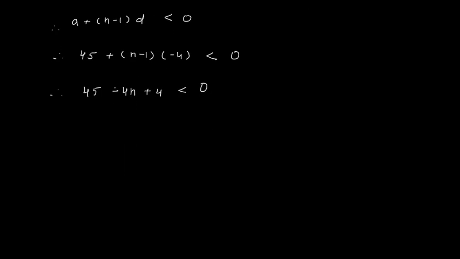Now you move this minus 4n to the right side, or you can keep this minus 4n here only. So therefore here you have minus 4n and it is less than this 45 and this 4. 45 plus 4 is 49. So when 49 will move here, it will become plus 49.